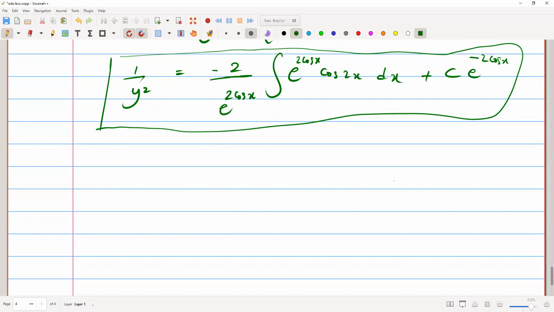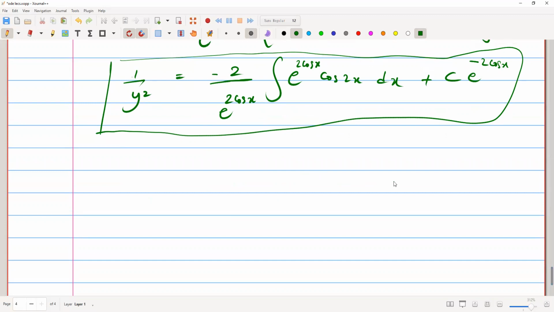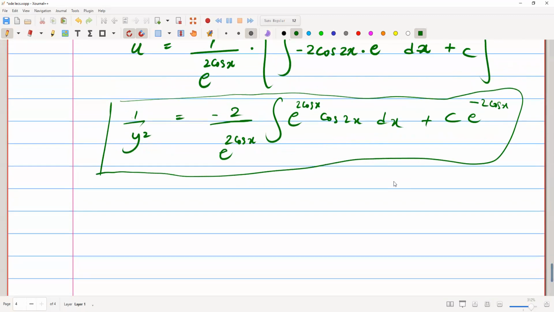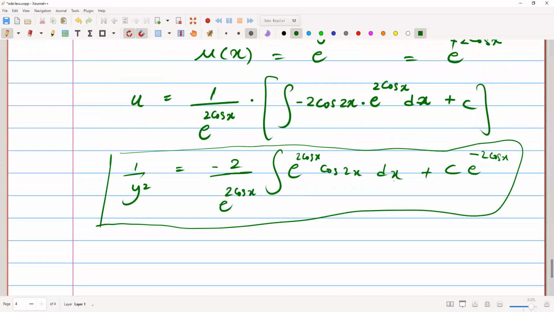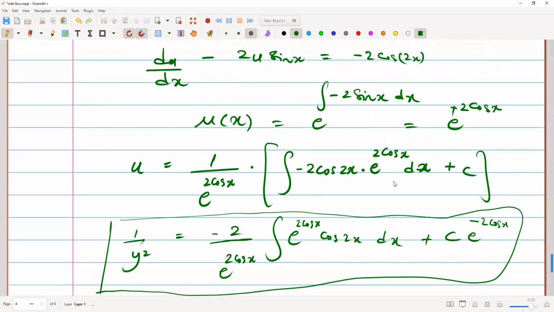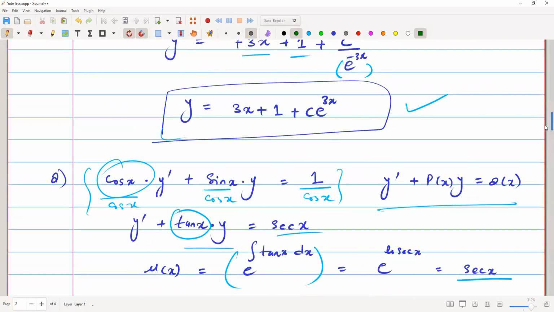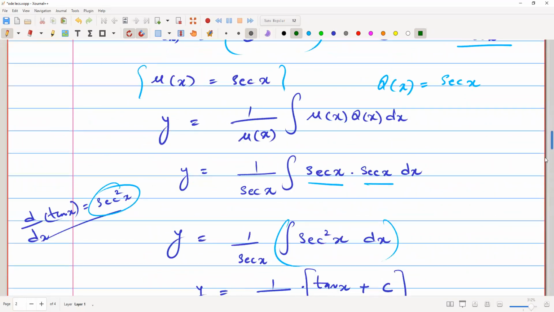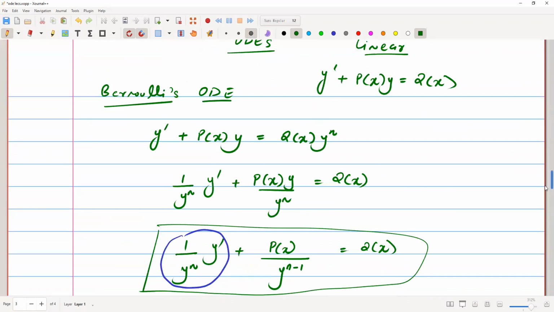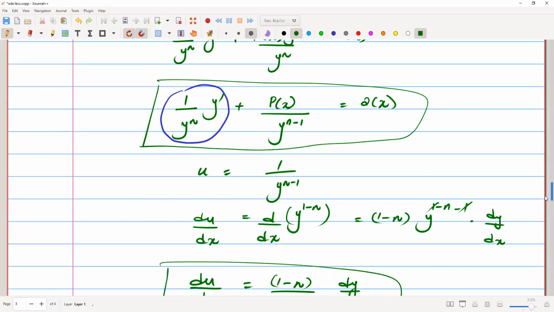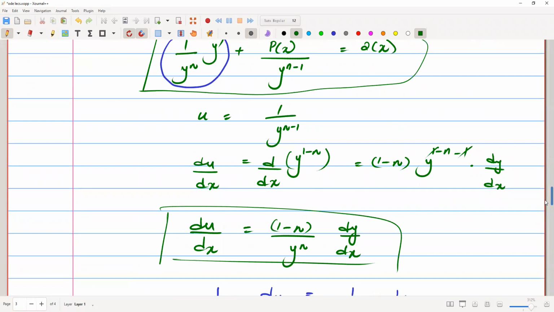So in this way we can solve the Bernoulli's equation, and the idea is the same for every Bernoulli equation. If we are able to deduce that the given equation is a Bernoulli's equation, then it's pretty simple to work with the equation, right?